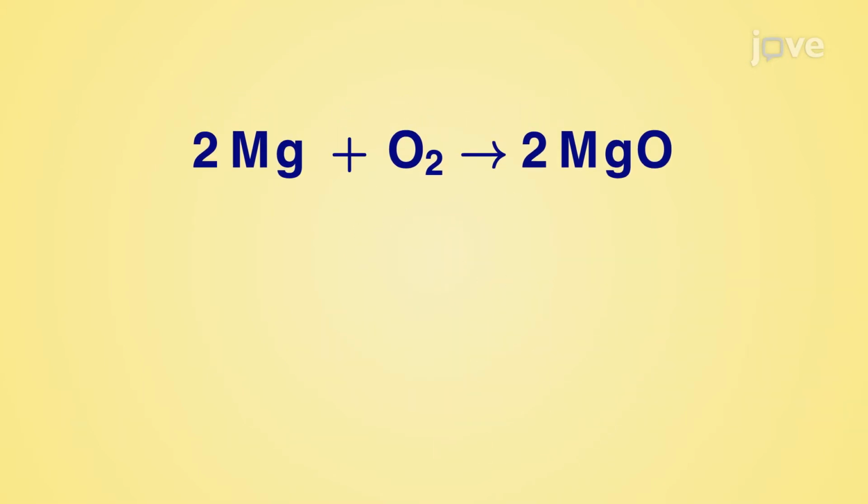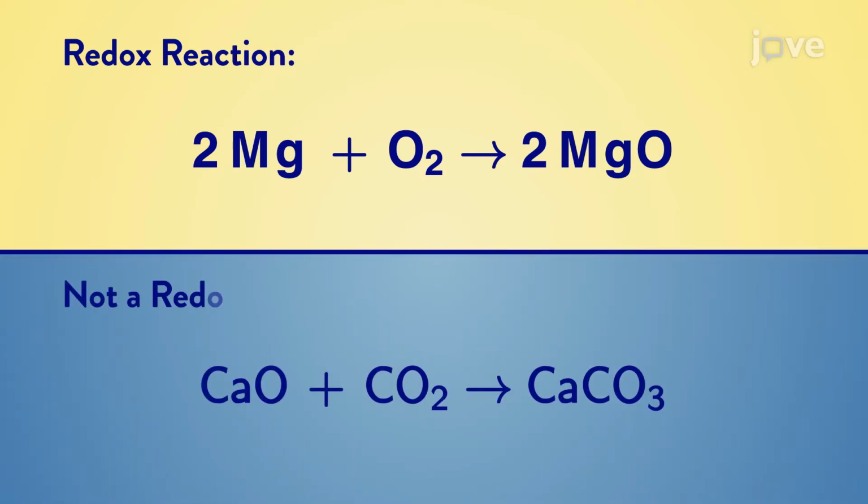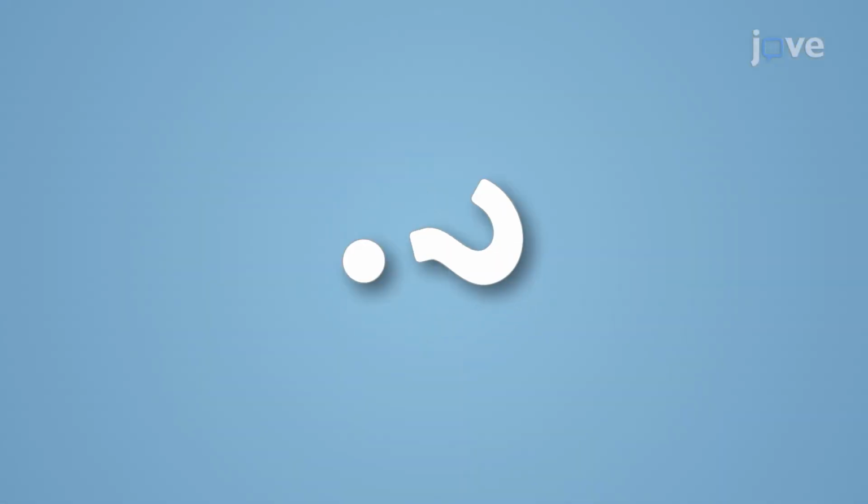However, not all reactions are redox reactions. For example, the reaction of calcium oxide with carbon dioxide to form calcium carbonate is not a redox reaction. So how can we identify a redox reaction?